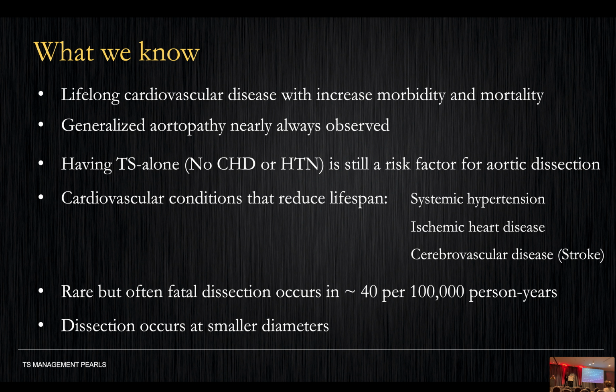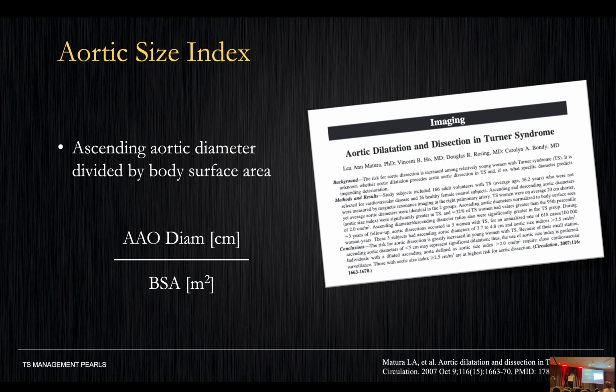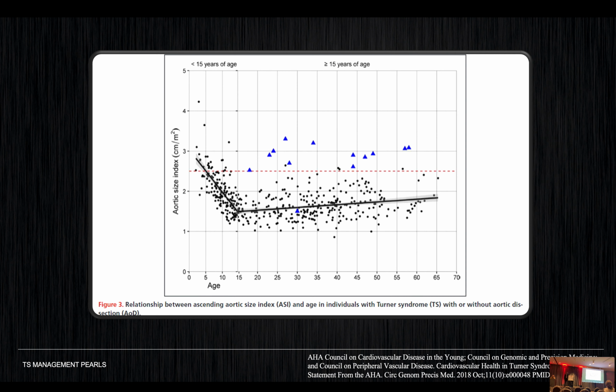Just a quick reminder, the aortic size index is the ascending aorta in centimeters divided by the patient's body surface area. This was described by Drs. Matura and Bondi, who proposed that this was a very sensitive and specific index. And this was further clarified in the AHA's scientific statement. We looked carefully at the aortic size index in Turner syndrome, comparing it to age, and found that it's both a sensitive and a specific marker for the risk of aortic dissection.